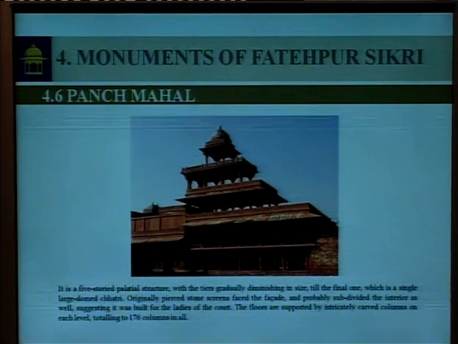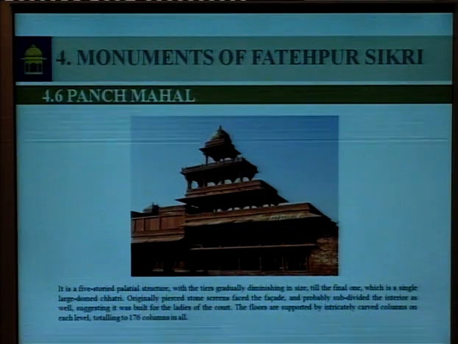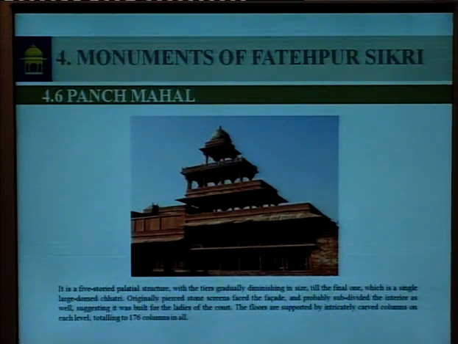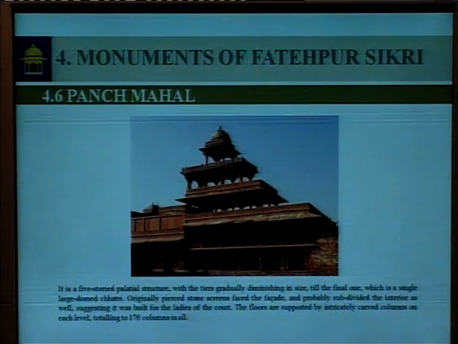Now, at that time, the technology was not very much enhanced to build 5 or 6 story building, although they have the Buland Darwaza, it has a single story, and they try to recede them, so that not too much load comes. So that is one of the principles they followed, which it has a single large dome chhatri on the 5th floor. Originally, pierced stone screens face the facade and probably subdivided the interior as well, suggesting it was built for ladies of the court. So it was an entertainment building or a leisure building for sure. It was not for any other function.